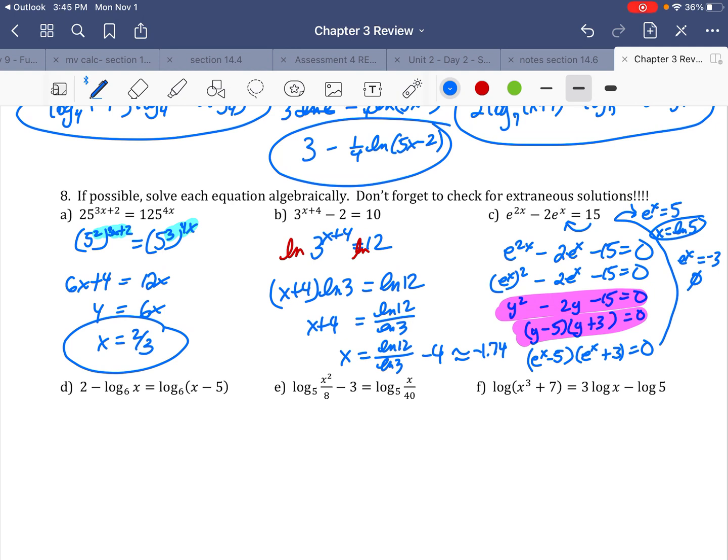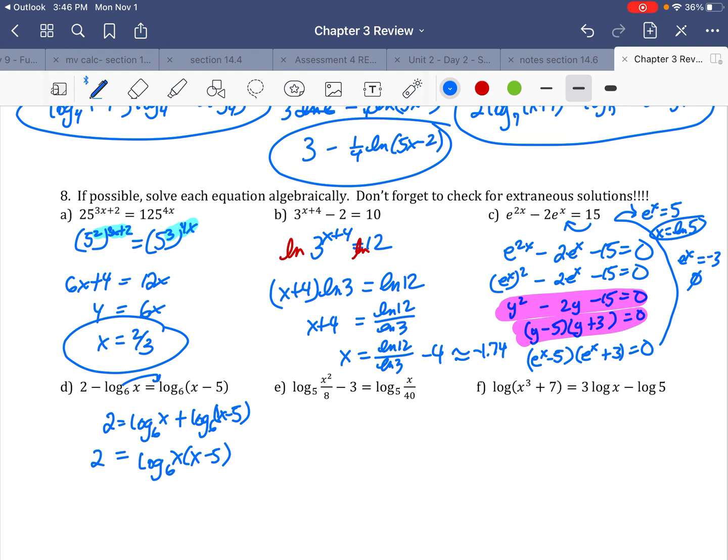All right, for letter D. I see some logs and I see some numbers, so I'm going to get these logs together. So I'm going to put this guy on the other side. So I have 2 equals log base 6 of x plus log base 6 of x minus 5. Okay, so addition turns into multiplication, so I have log base 6 of x times x minus 5 equals 2.